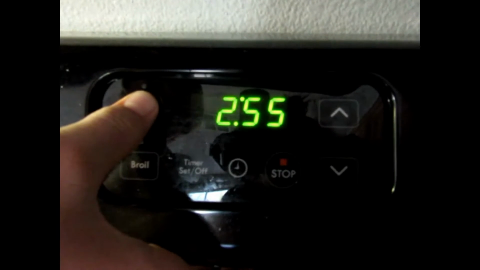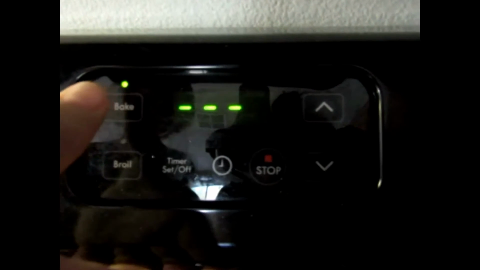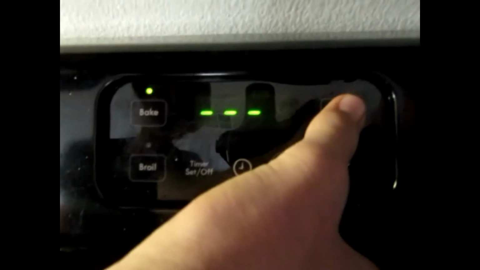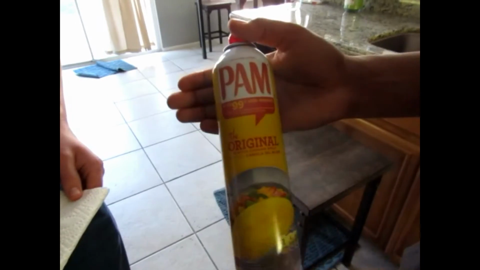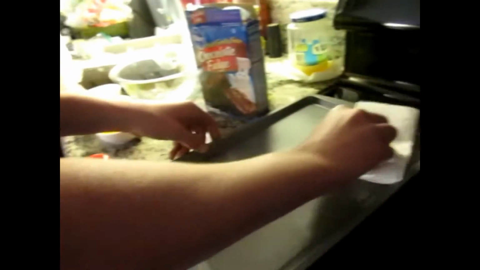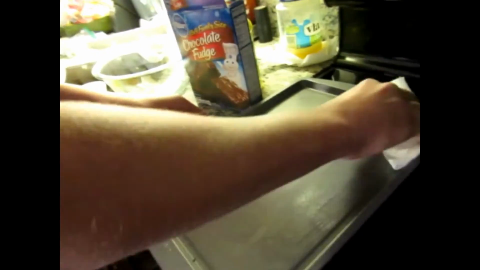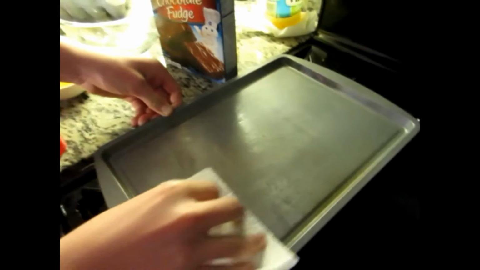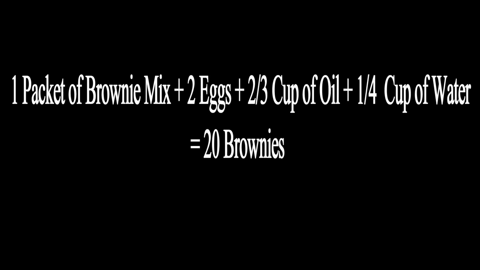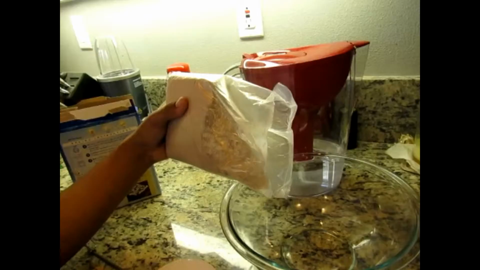First, we are going to preheat our oven to 350 degrees Fahrenheit, as said in the back of the box. It's important that you put cooking spray or cooking oil on your pan so that the brownies do not stick to it. If our recipe was written as a chemical equation, this is what it would look like. Alright guys, let's get to baking.